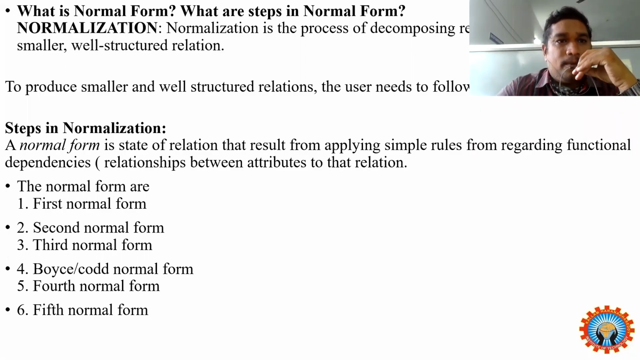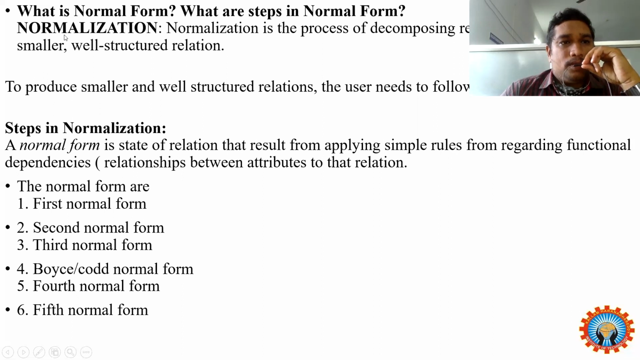Last class we discussed schema refinement and functional dependence. In this session, we will discuss the various normal forms: 1NF, 2NF, 3NF, BCNF, and the 4th and 5th normal forms. So coming to this session, we discuss what a normal form is.